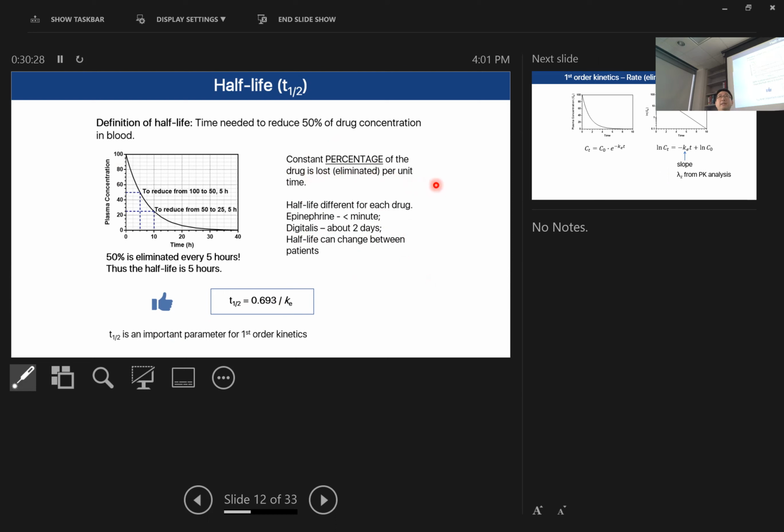Okay, so let me ask you, if you take a drug, and initially at time 0 you have 100 whatever unit, and then after 1 hour you have 90. After 1 hour, you have 90. What about after another hour? 81, right? So constant percentage. It's only 10% loss, so 10% of 90. That's right.